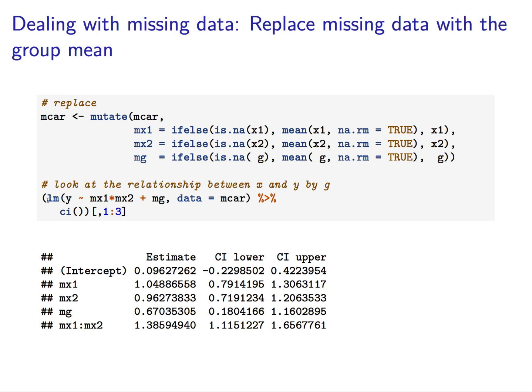And then again, when we run this linear model, we are piping the results to the CI function from the gmodels package, and we're only keeping the first 3 columns of the output: the estimate, lower and upper bounds.